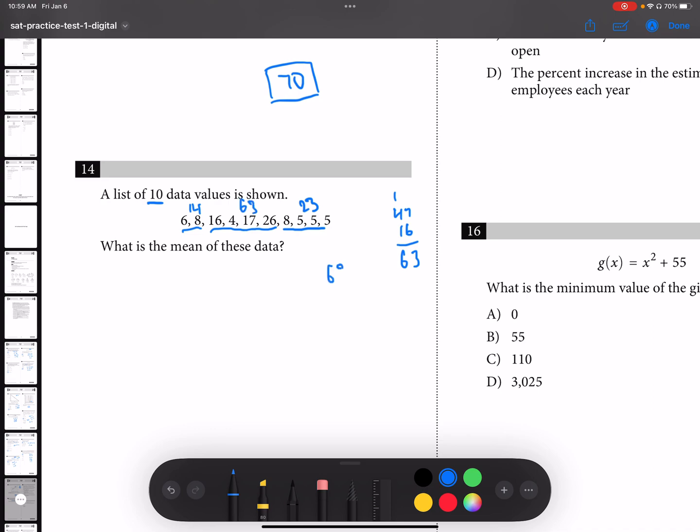Now we add these 63, 23, and 14. 3 plus 3, 6. And then that should give us 10. 1 plus 6, 7 plus 2, 9, 100. Now we have that. So 100 divided by 10 values, that should give us 10. So our answer is 10.